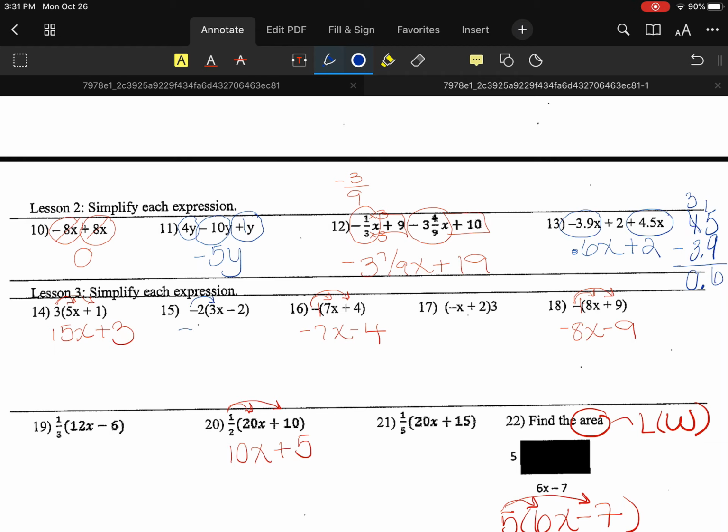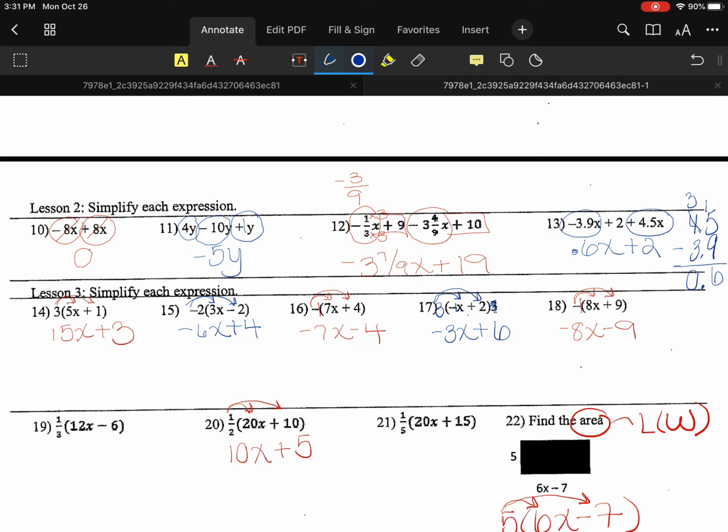So negative 2 times 3 is negative 6x. Negative 2 times a negative 2 is a positive 4. Number 17, my 3 that I need to multiply by is hiding in the back. You can scribble him out and move him to the front if you'd rather multiply from the front. So 3 times negative 1x is negative 3x. 3 times 2 is 6.